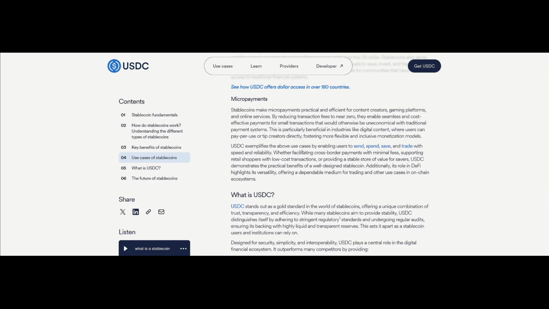USDC exemplifies the above use cases by enabling users to send, spend, save, and trade with speed and reliability. Whether facilitating cross-border payments with minimal fees, supporting retail shoppers with low-cost transactions, or providing a stable store of value for savers, USDC demonstrates the practical benefits of a well-designed stablecoin. Additionally, its role in DeFi highlights its versatility, offering a dependable medium for trading and other use cases in on-chain ecosystems. All right, I'm going to close it there, just so you all have a better understanding of USDC. Because I don't like leaving you short on stuff.